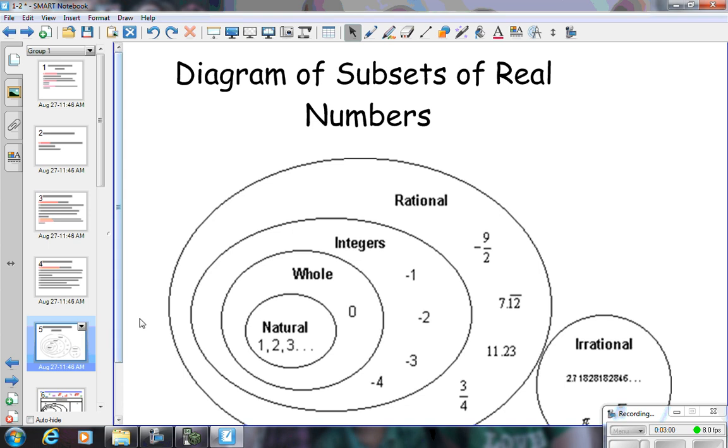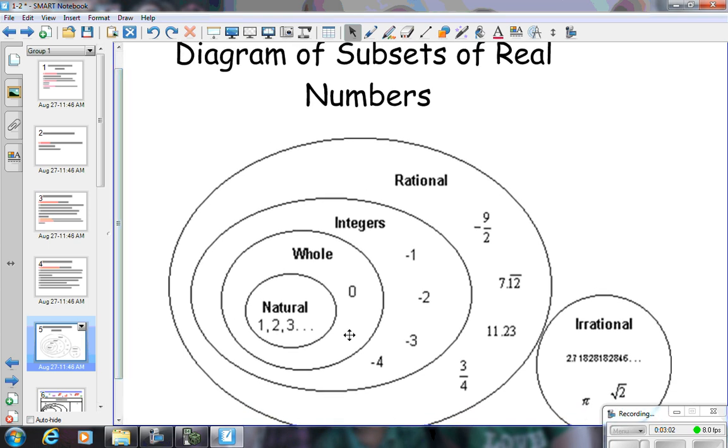Now your textbook gives you a little diagram to help you identify these. Notice here in the center are all the natural numbers. Then working out from there are the whole numbers. Notice that all of the natural numbers are also inside the whole numbers. For integers, we've included the opposites, but all of the whole numbers and all of the natural numbers are also inside the set of integers. So you can see how that builds out. Irrational numbers kind of stand alone from rational numbers. Both of these make up the real number set.